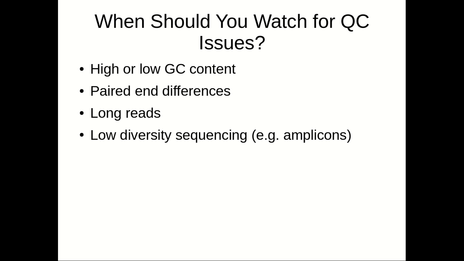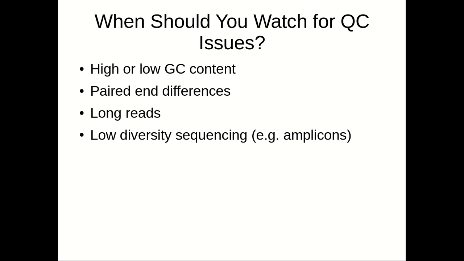Basically, sequencing protocols are generally optimized to work with standard GC content organisms like human, like E. coli. And if you're well away from that, there are going to be some problems they have to look out for. There are paired end differences. So it's known that you can have situations fairly frequently where the second read in a pair will have lower quality than the first read. That's fine as long as it doesn't get out of hand, so it's something to keep an eye on.